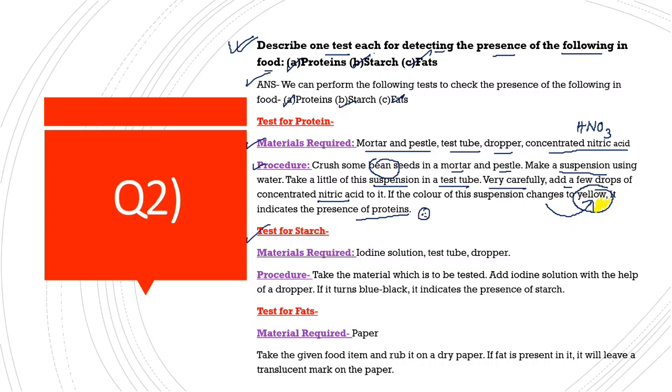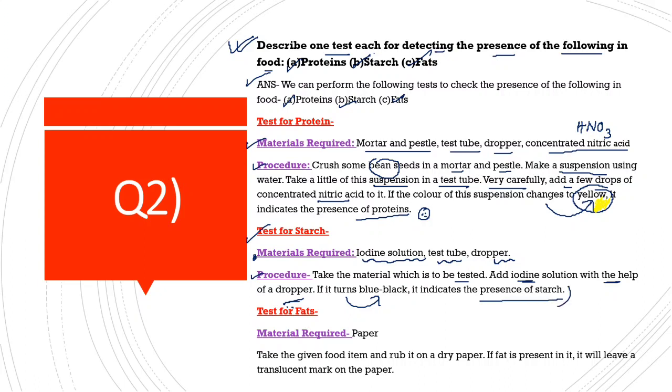Now coming to the next question, that is test for starch. Now what are the materials required? Materials required are iodine solution, a test tube and a dropper. Now what is the procedure? Take the material which is to be tested and add iodine solution with the help of a dropper. If it turns blue-black, then it indicates the presence of starch.